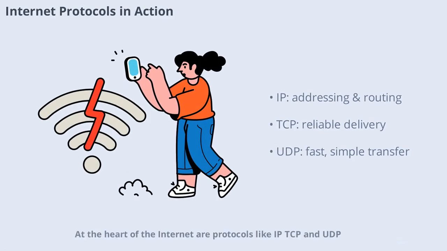The heart of the internet are protocols like IP, TCP, and UDP. IP handles addressing and routing, breaking data into packets and sending them across networks. TCP ensures reliable delivery, checking for errors and keeping data in order. UDP, on the other hand, is faster but doesn't guarantee delivery, perfect for quick, repetitive tasks. On top of these, application protocols like FTP, Telnet, and SMTP provide services like file transfer, remote access, and email. Together, these protocols make the internet work, connecting people and devices around the globe.